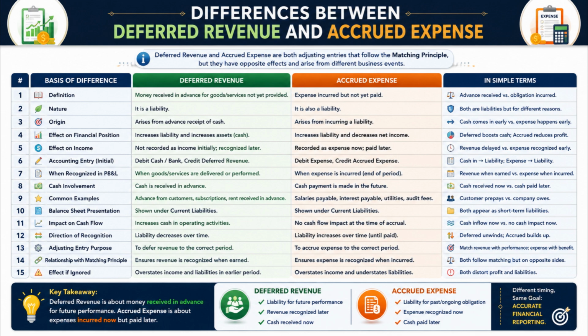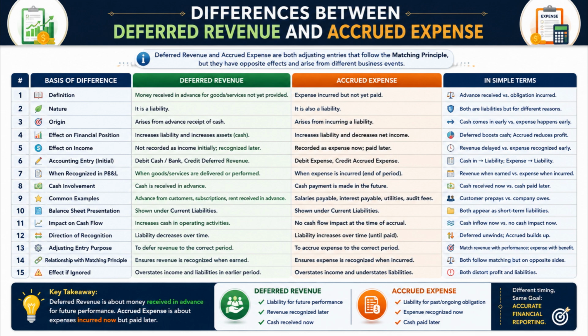Number 5. Deferred revenue does not immediately increase income because revenue is recognized later, whereas accrued expense immediately reduces profit because the expense is recognized now. Number 6. Deferred revenue follows the entry debit cash and credit deferred revenue, whereas accrued expense follows the entry debit expense and credit accrued expense.